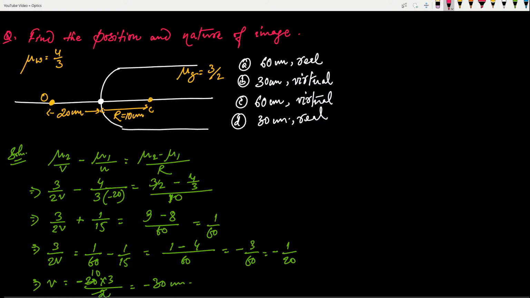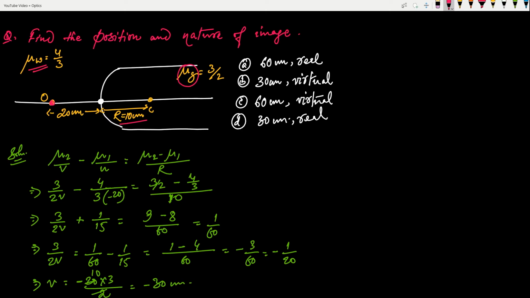Okay, now let's look into this problem. Find the position and nature of image. You see the object is kept 20 centimeter in front of the spherical surface, and the radius of curvature of the spherical surface is given to be 10 centimeter. The spherical surface is made up of glass, and the refractive index is 3/2, or 1.5, and the medium is water, with refractive index 4/3. Now you need to find out the position and the nature of image.